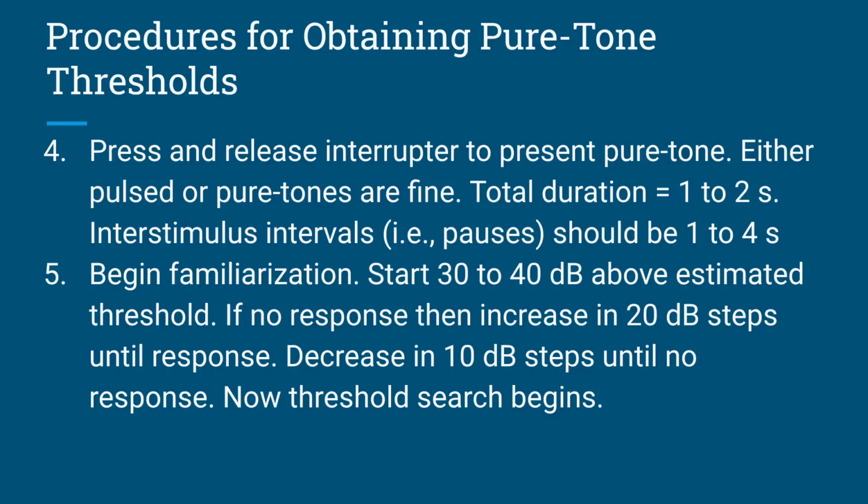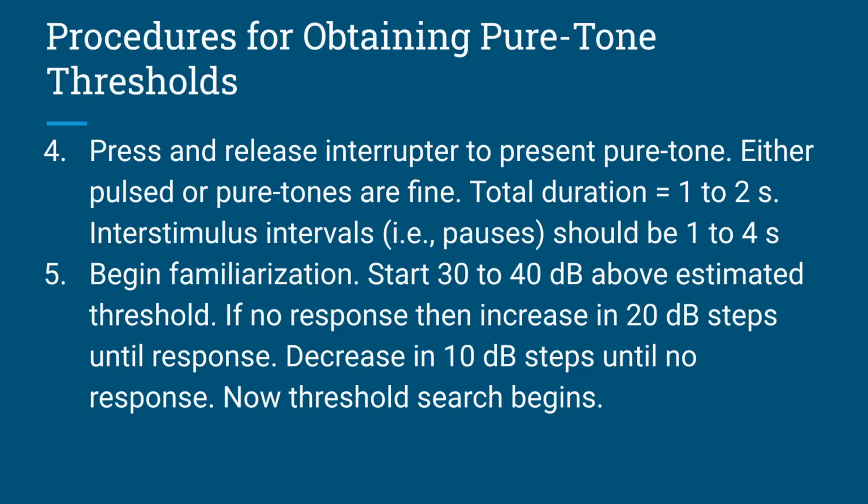You want to begin with familiarization, starting at 30 or 40 dB above estimated threshold. If no response, then increase in 20 dB steps until you get a response. Then you decrease in 10 dB steps until no response. Now the threshold search begins.